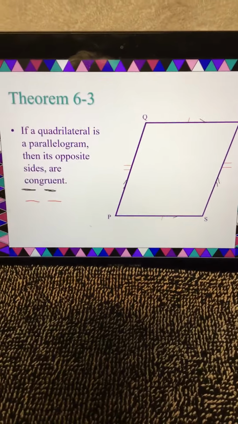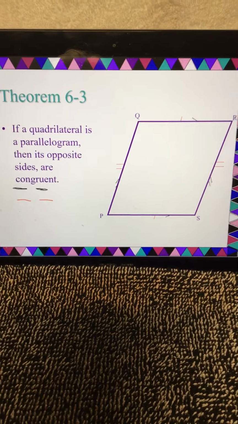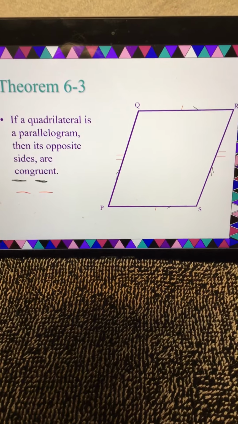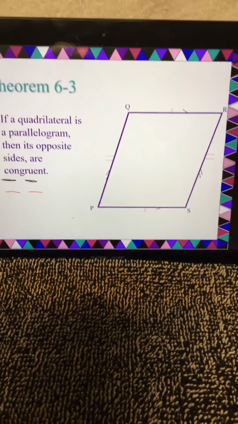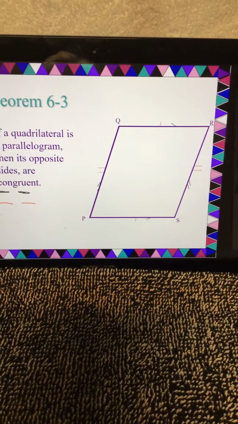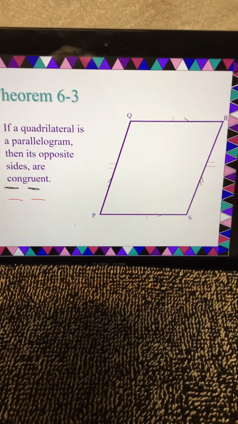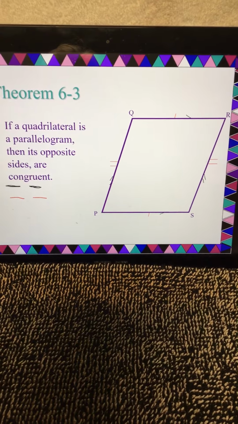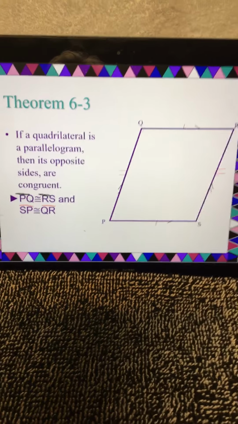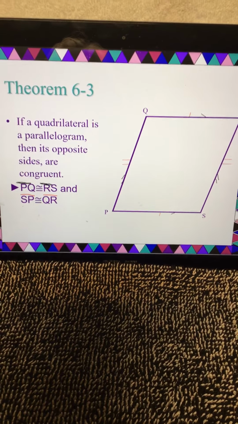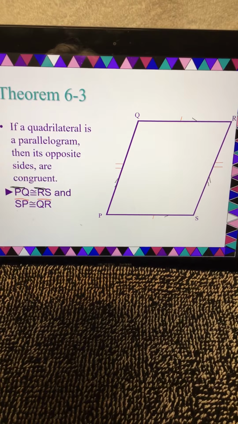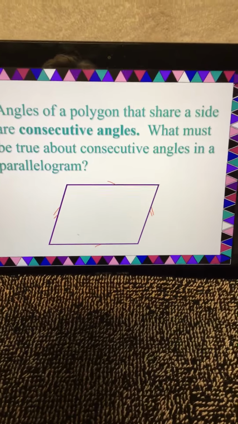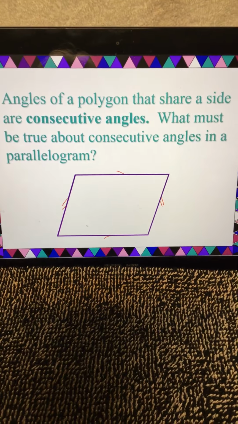The first theorem we're going to talk about today is theorem 6.3, and it says, if a quadrilateral is a parallelogram, and all of our theorems today are going to start with that, then its opposite sides are going to be congruent. And you're going to need to mark that in your picture. Your sides should be marked parallel, but now you're going to mark those opposite sides as being congruent. So we know that PQ is going to be congruent to RS, and PS is going to be congruent to the top side QR. Now I'm going through these really quickly, and at the end we'll try to work some problems.